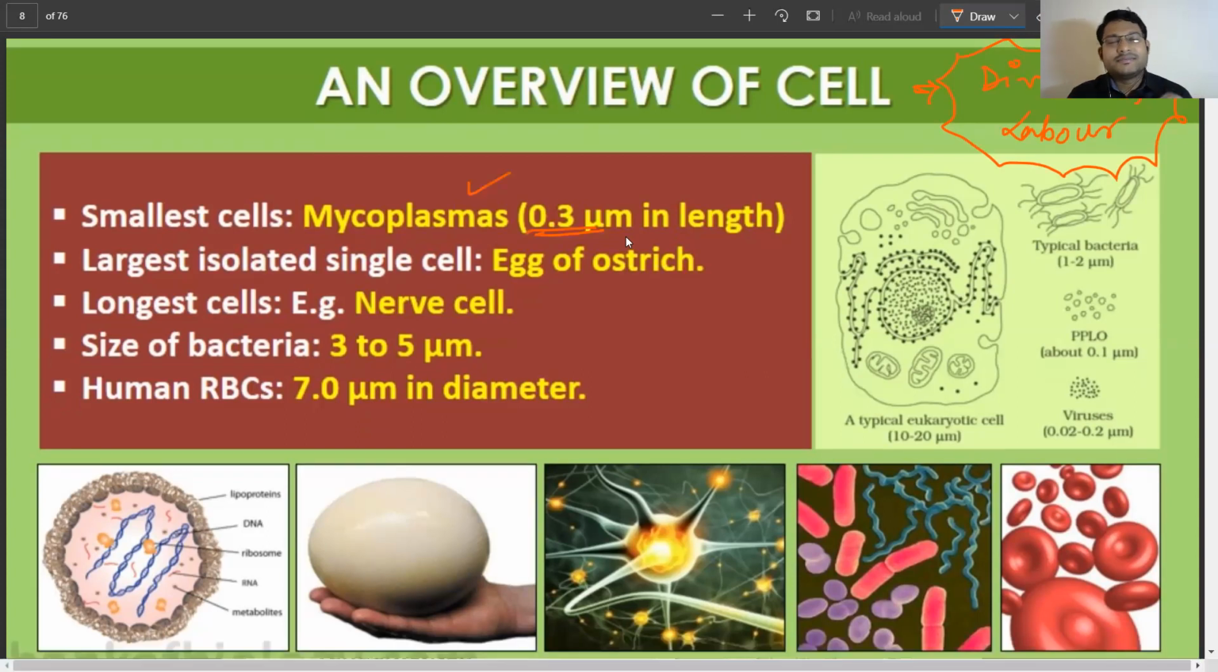So when we talk about the smallest cell, we talk about the mycoplasma, which is going to be around 0.3 micrometer in length. You have learned about this in the previous chapters also. When we talk about the largest isolated single cell, that is going to be the egg of the ostrich, a class 8 concept that you all must know. Longest cells in the human body are going to be your nerve cells, and the size of the bacteria is going to be around 3 to 5 micrometer. And the human red blood cells are going to be around 7 micrometer in diameter. As you can see, all of these have different shapes also. You can see the bacteria having a different shape, and RBC having a different shape.